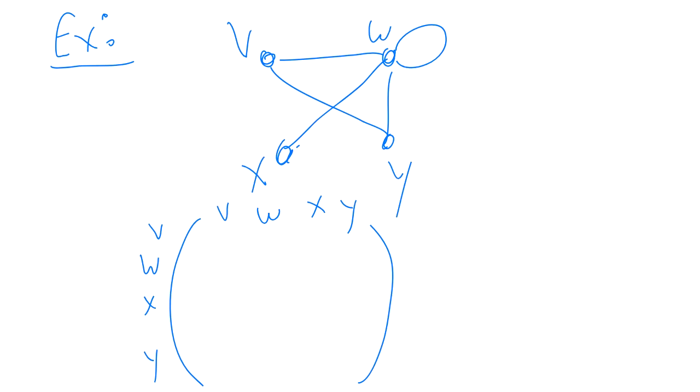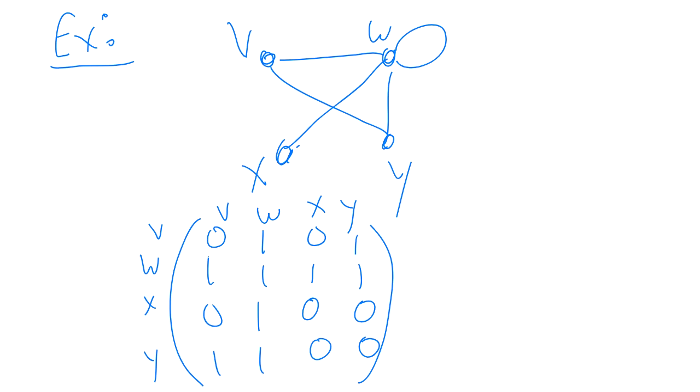There are edges from V to W and Y. So I will put a 1 to W and a 1 to Y. And then we look at the second row for W. There are edges from W to V, W, and Y, and X. So there will be 1s for V, W, Y, and X. Looking at row X, there is an edge from X to W, so there will only be a 1 in the W column. And then looking at the row for Y, there are edges to V and W, so we put a 1 in those columns.